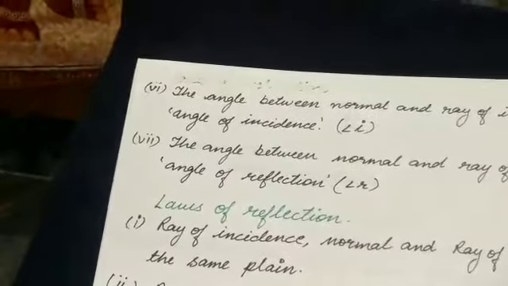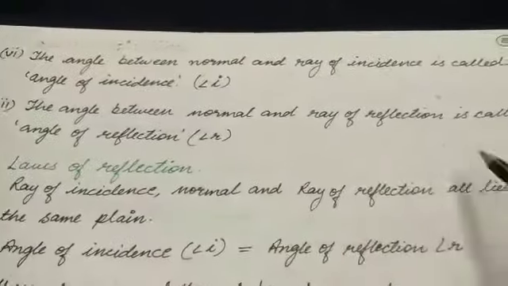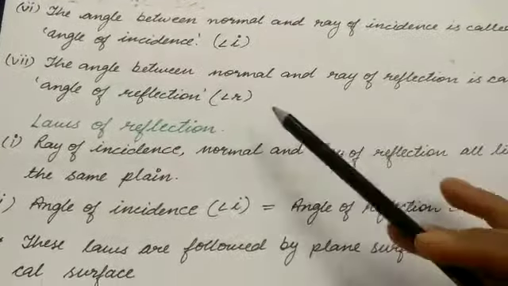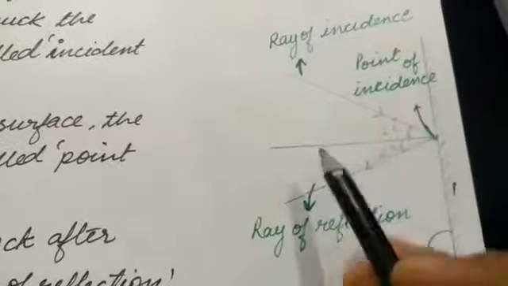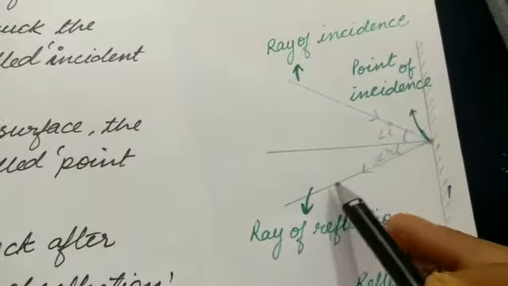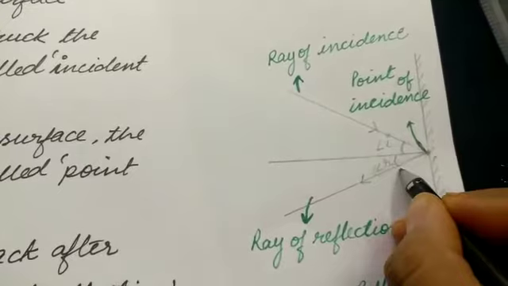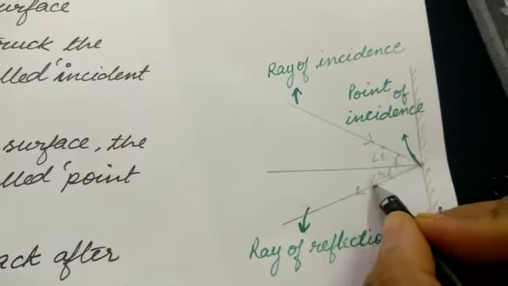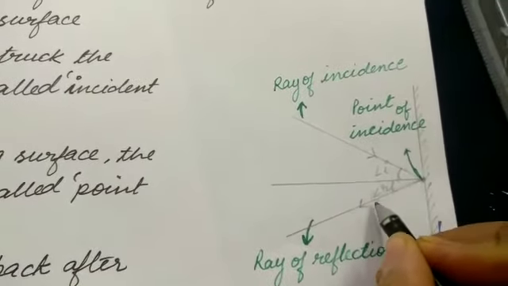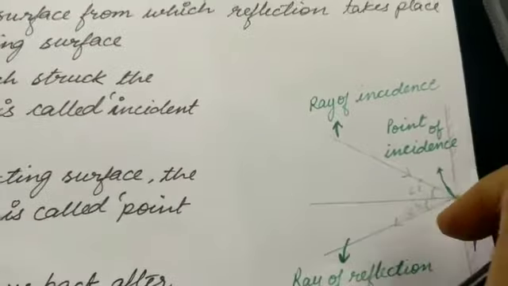In the same way, the angle between the normal and the ray of reflection is called the angle of reflection, angle R. Here it is. This is the normal and this is the reflected ray or ray of reflection, and this is the angle between these two. This is called the angle of reflection, or we denote it by angle R.